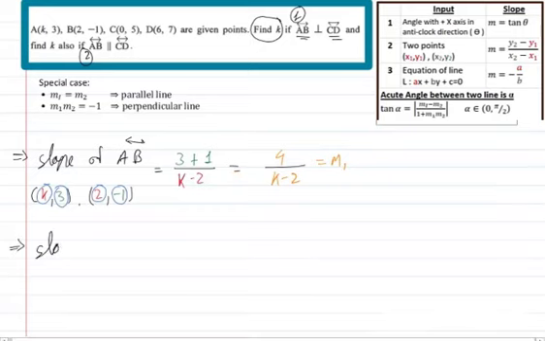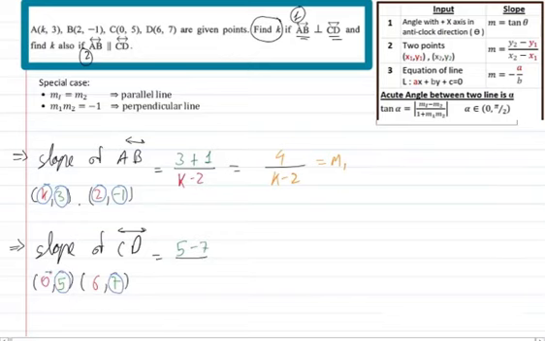Similarly, let's find the slope of line CD. Here we have the coordinates (0, 5) and (6, 7). Now let's take the difference of y, 5 minus 7, upon 0 minus 6. So we are going to get -2 upon -6, or we can say 1 by 3 as our M2. So here we get the slopes.